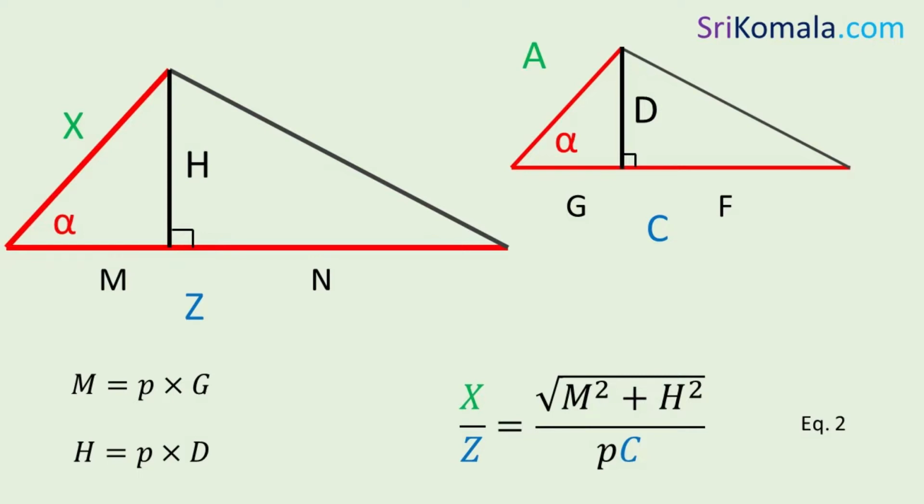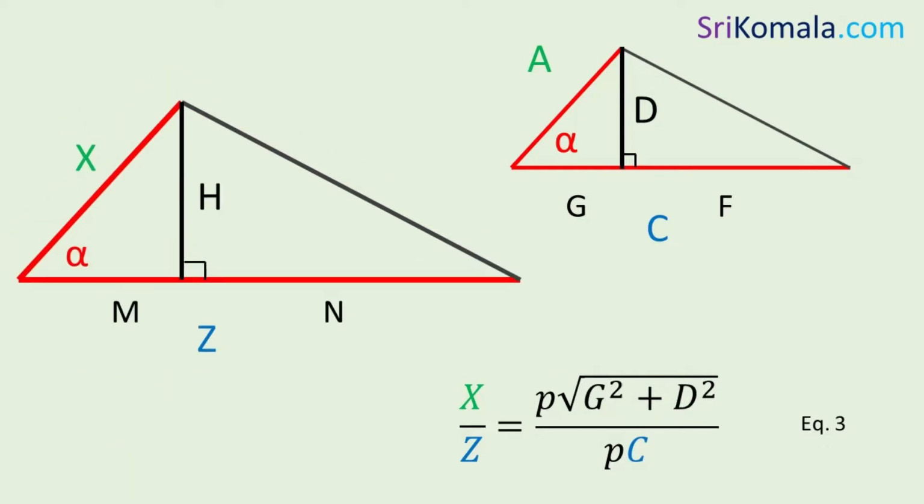Side m in the bigger triangle is made by multiplying side e in the smaller triangle by a factor of p. As previously discussed, in a similar triangle, the aspect ratio must be maintained to preserve the angles. Therefore, the height of the bigger triangle, that is side h, must be equal to the height of the smaller triangle, that is side d, multiplied by the same factor of p. Therefore, equation 2 can be simplified into equation 3, as you can see in this slide.